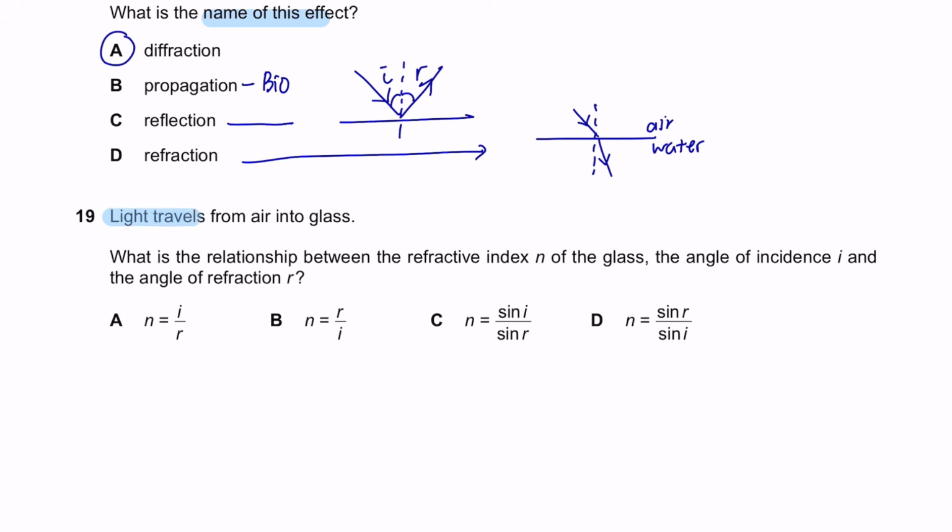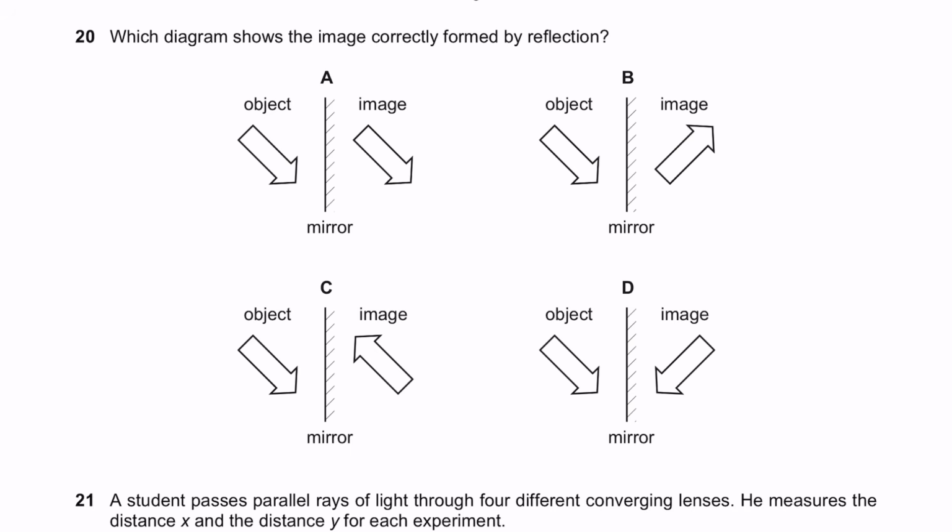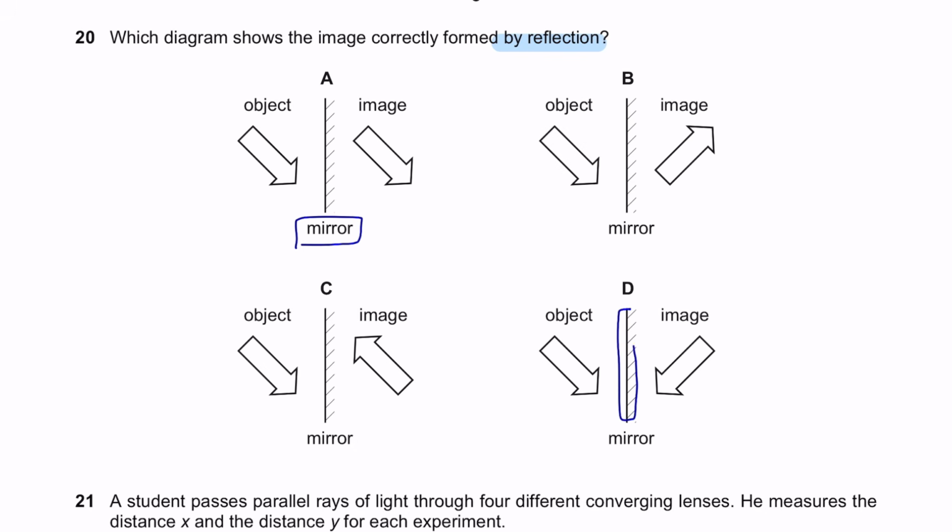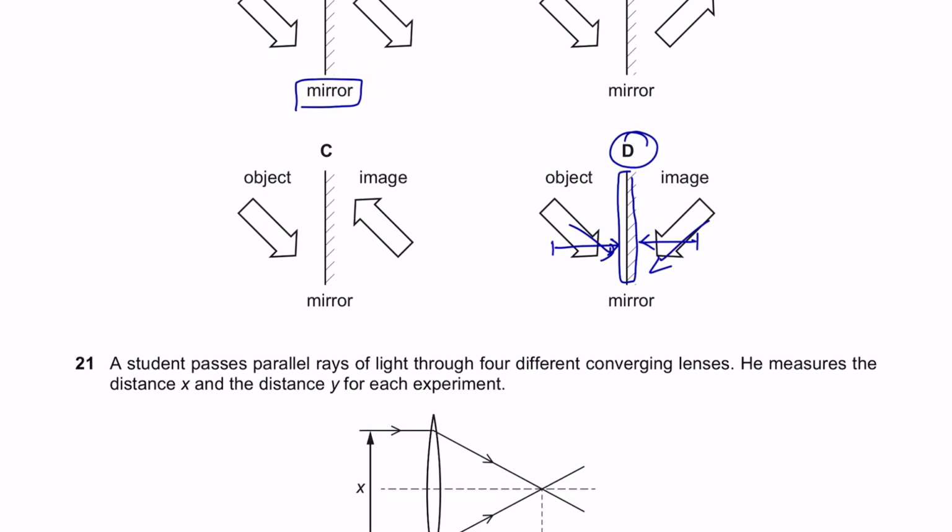Question 19. Light travels from air into glass. What is the relationship between the refractive index n of the glass, the angle of incidence i, and the angle of refraction r? Again, you are being tested on the formula. Refractive index is sin i over sin r, so the answer here is C. Next, question 20. Which diagram shows the image correctly formed by a reflection? Remember that for a mirror, the image will be formed behind the mirror, and both the object and image distances must be equal. The correct illustration here would be D.